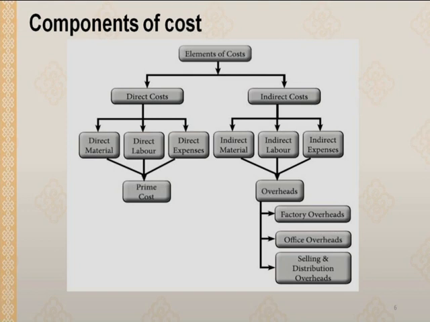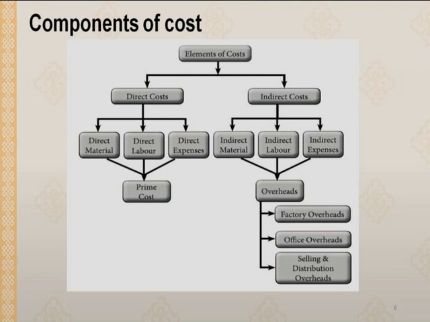On the other side we have indirect cost, and like direct cost, for indirect cost also we have three categories: indirect materials, indirect labor, and indirect expenses. The sum total of these three, indirect material, labor, and expenses, will become overheads. Further, overheads can be of three kinds: factory overheads, office overheads, and selling and distribution overheads. Now let me tell you the meaning of each one by one.